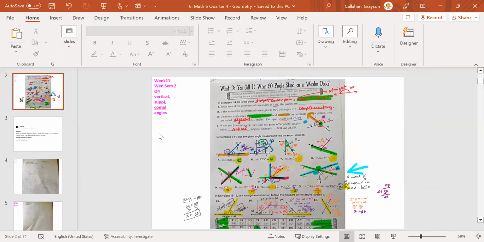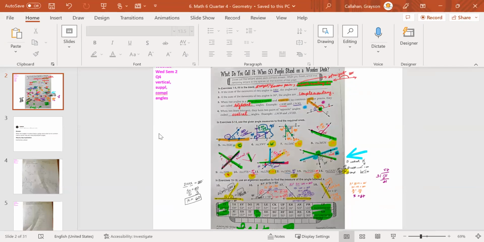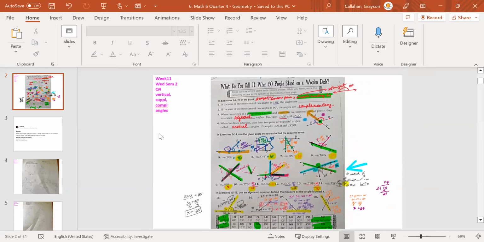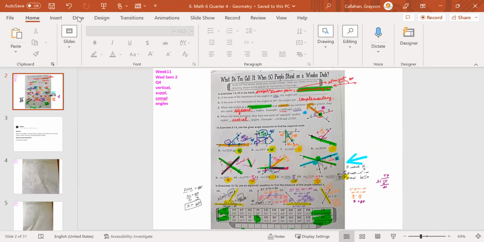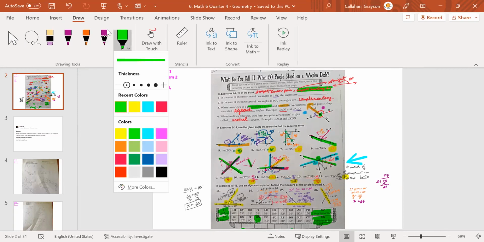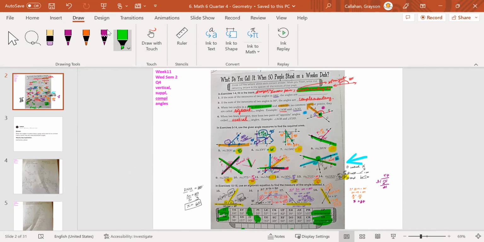Okay, so this is part 2 of the homework assignment for week 11, Wednesday, semester 2, quarter 4. Let's go over the answers. First one is going to be 45. We did that. 61. As I'm doing this, I want you to cross out the answers as well.